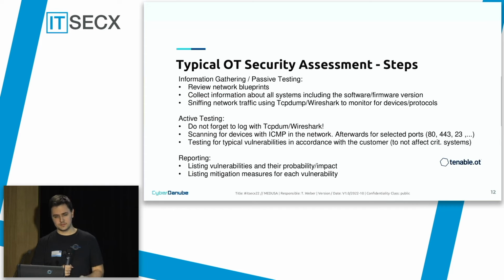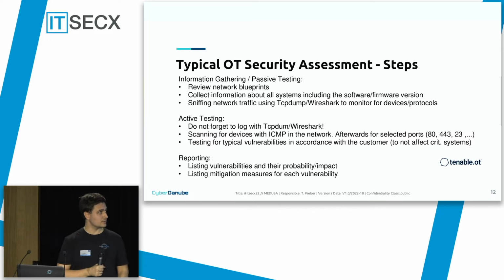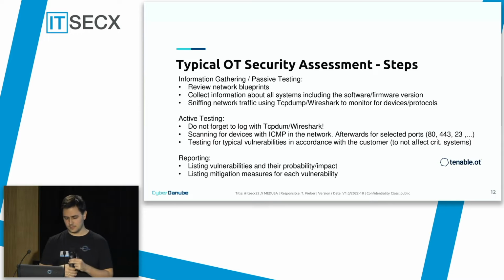And if you want to do some kind of OT security assessment, then you have to do things like information gathering, like in traditional IT networks, doing some kind of review of the blueprints, if you get them, and collecting information about systems, including software and firmware versions, to find known vulnerabilities, and maybe new vulnerabilities. Also sniffing the network traffic via tcpdump, Wireshark, or other tools, which helps you conclude which devices and which protocols are acting in the network.